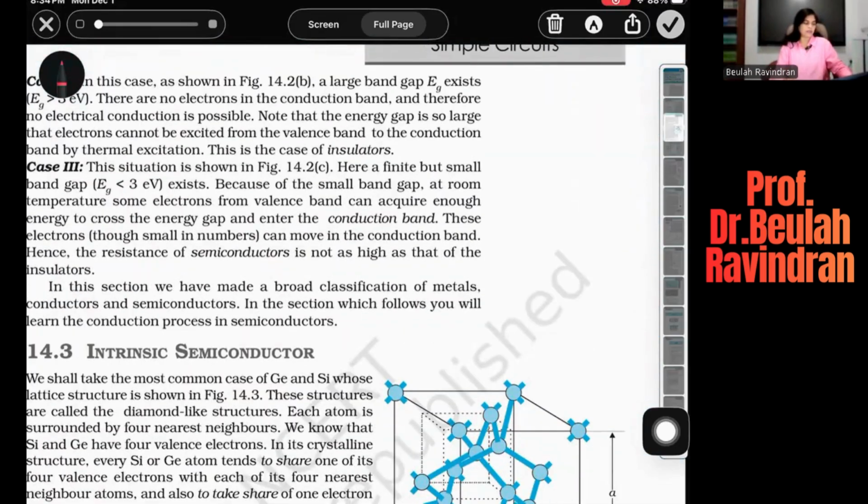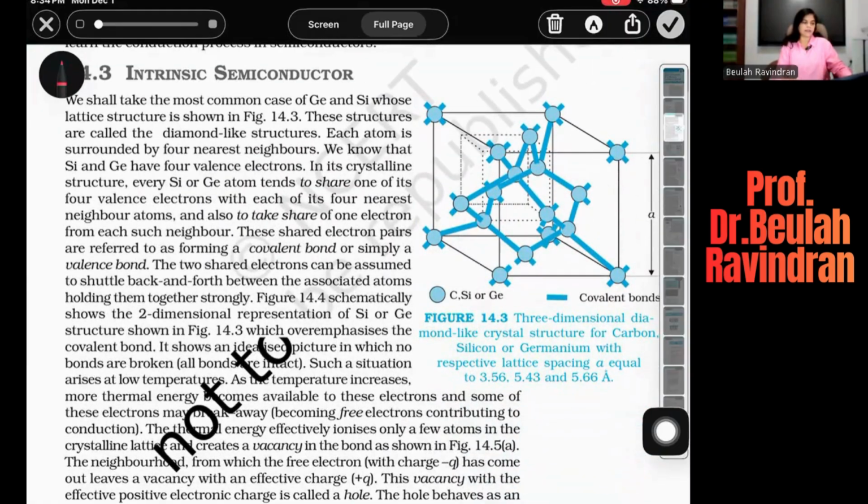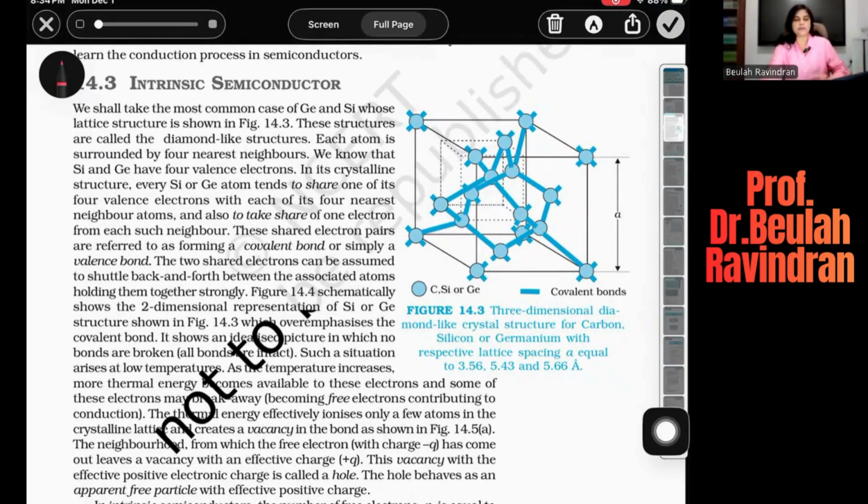Okay, that's all in this. Then intrinsic semiconductor. This is very interesting. Now only you are going to learn about the intrinsic semiconductor, right? So before that, you don't know what is intrinsic and extrinsic semiconductor. Okay. So first of all, you must know about holes and electrons in semiconductors.